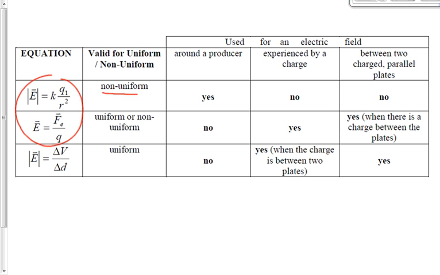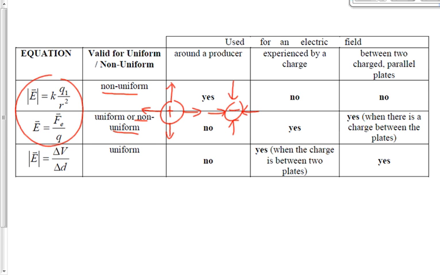field. And what's a non-uniform field look like? Well, when you got a field that looks like this. Okay, maybe it's a positive producer with a non-uniform field going away from it. Maybe it's a negative producer with a non-uniform field going towards it. The bottom line is the field lines are not parallel. It means the field changes depending upon where it is that you're trying to find the field strength.